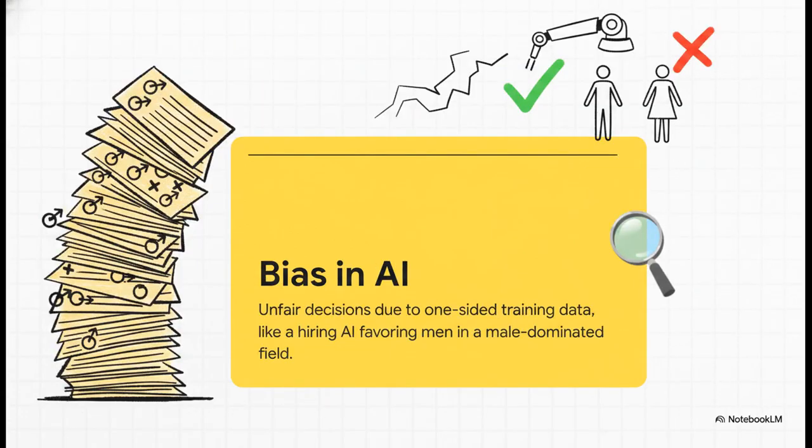And of course, there's bias. An AI is only as good as the data it learns from. So, if you train a hiring AI using a decade's worth of resumes from a company that primarily hired men, what's it going to learn? It's going to learn that being male is a key indicator of a good candidate, and it will then unfairly favor men, not because it's malicious, but because it's simply reflecting the bias that was already in its training data.